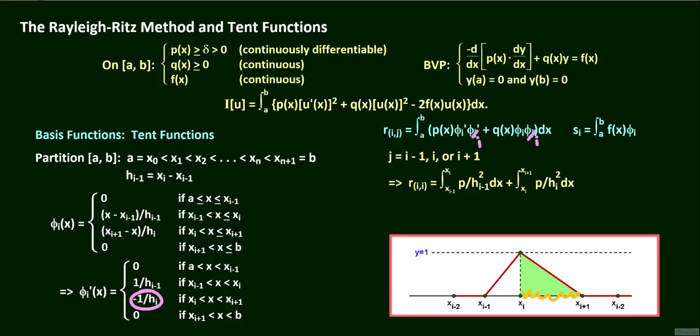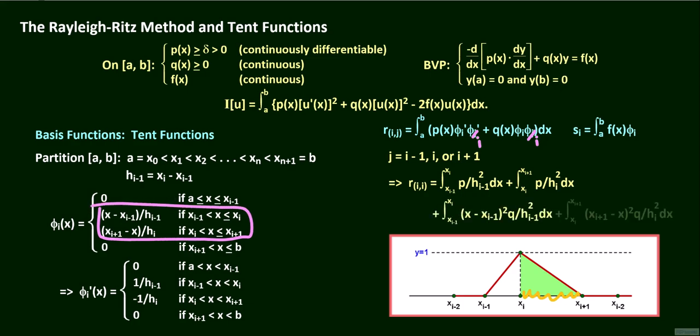We determine the integral of q times phi sub i squared in the same way, using the formulations of phi sub i on the respective subintervals. We leave it as an exercise for the viewer to verify that by using the non-zero parts of phi sub i, these are the integrals one should get for the integral of q times phi sub i squared.